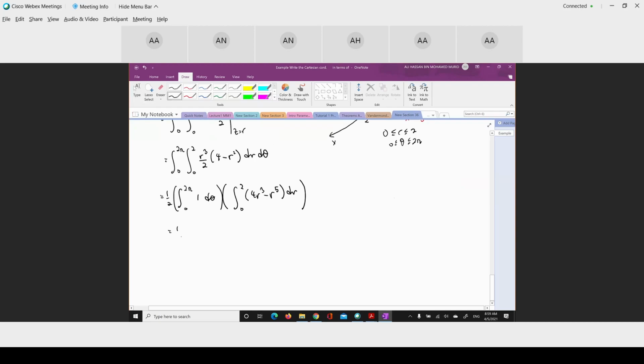So the integral with respect to theta is of course 2 pi. The integral of 4r cubed is r to the power of 4. The integral of r to the power of 5 is 1 over 6 r to the power of 6. R is between 0 up to 2. Okay, the 2s here cancel out. So I leave it to you to show that the result is equal to 16 over 3 pi.